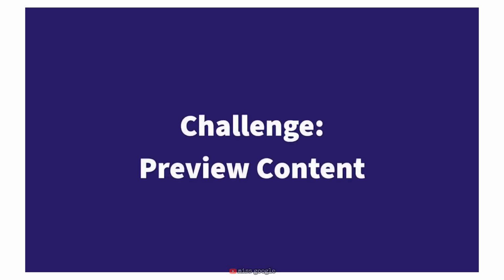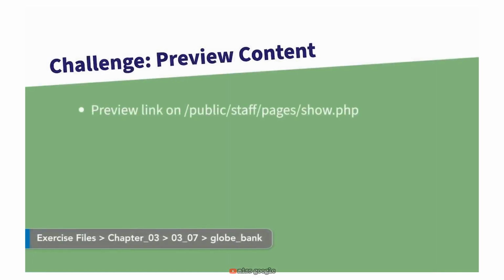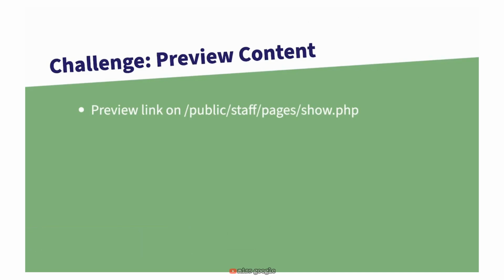It's time for another challenge assignment. In the beginning of this chapter, we discussed that it's a useful feature for staff to be able to preview content as it would be formatted in the public context, even when that content is still not yet visible to the public. Your challenge is to implement that preview feature. Let's go over a few of the key points together. You want to add a preview link in the staff area on public staff pages show.php. You can put it right before the edit and delete links. And in that link, you want to include the URL parameter preview equals true.